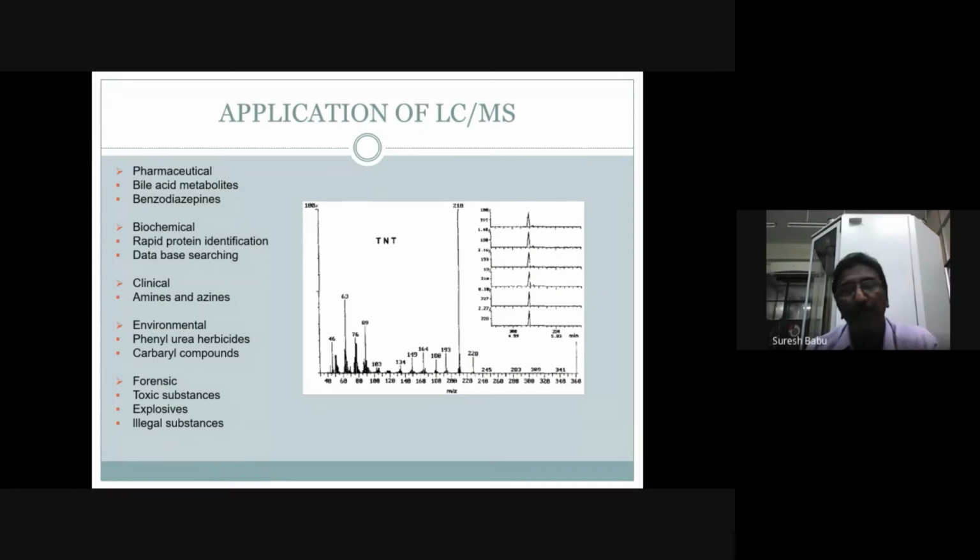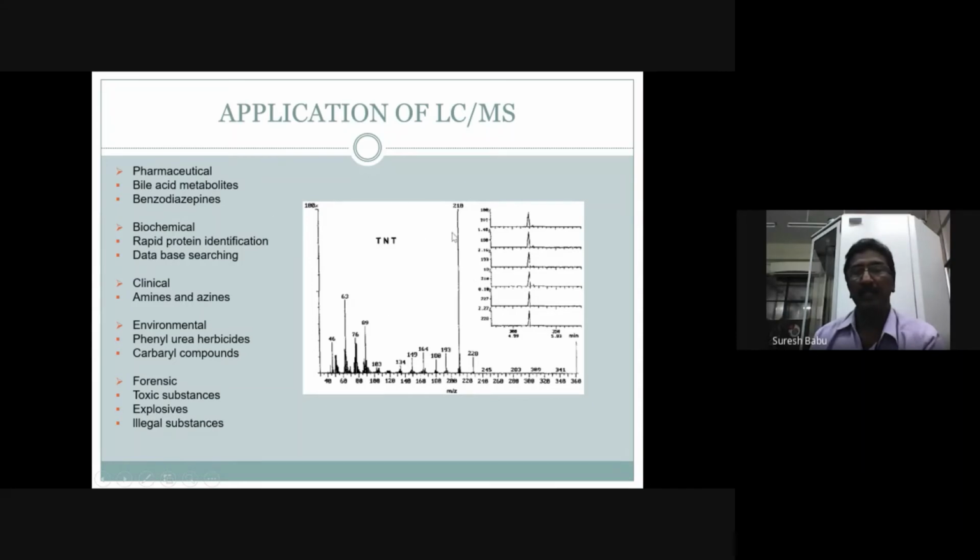So these are the 3 units of LCMS: the LC unit, then the ionization unit, so a separate interface is not needed, then the mass analyzer. And this slide shows some applications of the LCMS. It is a very versatile technique. It can be used for pharmaceutical analysis, biochemical analysis, clinical analysis, environmental analysis, and forensic analysis.